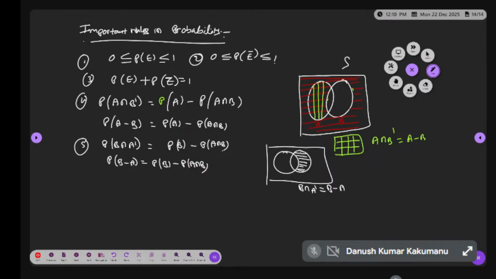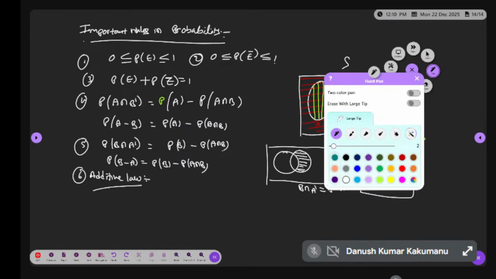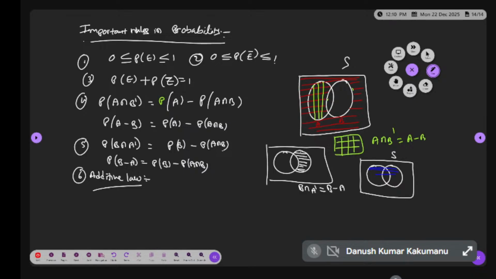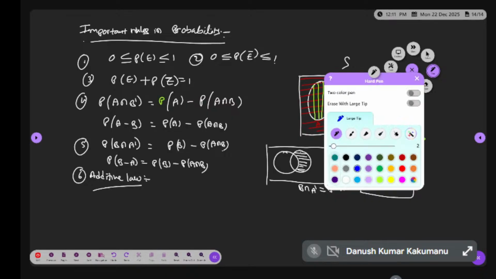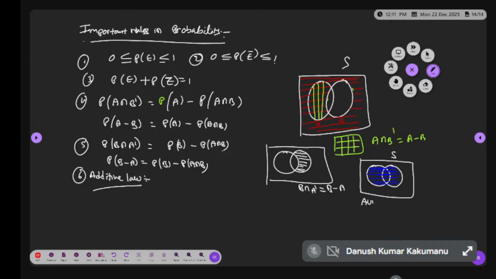So many numericals. Coming to sixth, additive law. What is additive law? Two events A and B are there like this. It's a sample space. All of you know, this is A union B, complete A and B. A union B, you are understanding? This is the A union B Venn diagram.